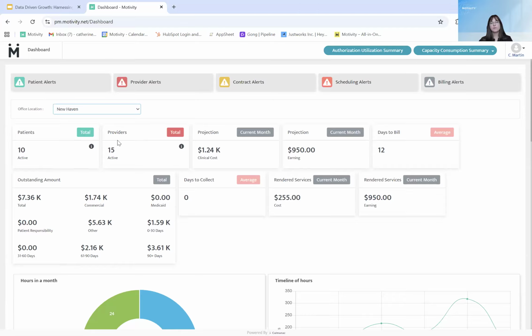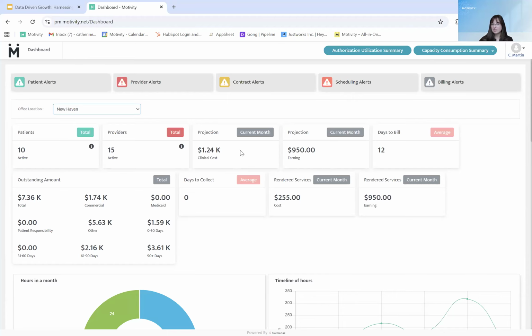At a high level, looking at the information up at the top, we're going to be able to see the patients and providers within this specific office. Then we see key information like the projected cost for the month as well as the projected earning. We are in a demo account, so this information will hopefully look different than what you would see in your actual account, but it does help guide and inform the decisions you might make.